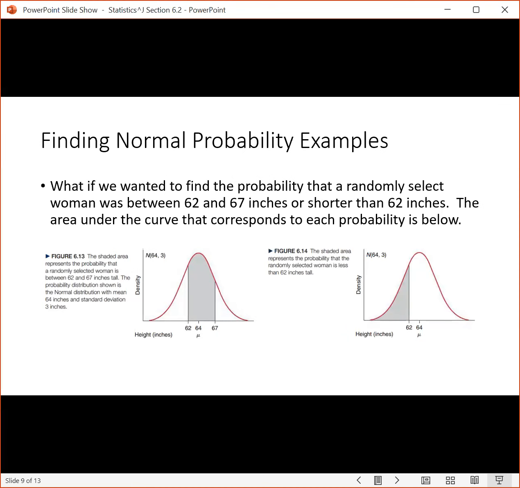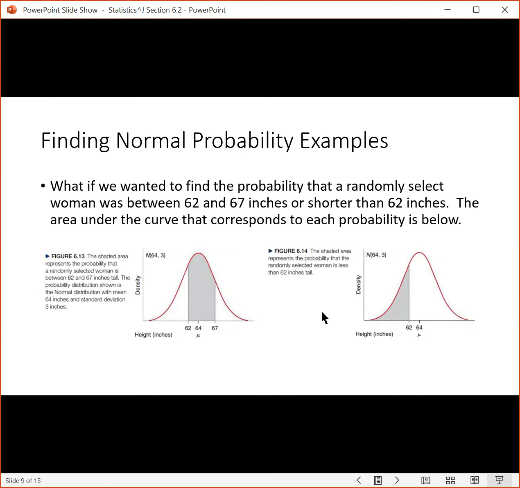If we wanted to find the probability that a randomly selected woman was between 62 and 67 inches, then we would take the same curve. So again, that's N(64, 3), and we would put 62 on there, which is to the left of 64, and 67, which is to the right, and we would shade under the curve from 62 to 67. The area that corresponds to that amount is going to be the probability that a randomly selected woman would be between 62 and 67 inches in height.